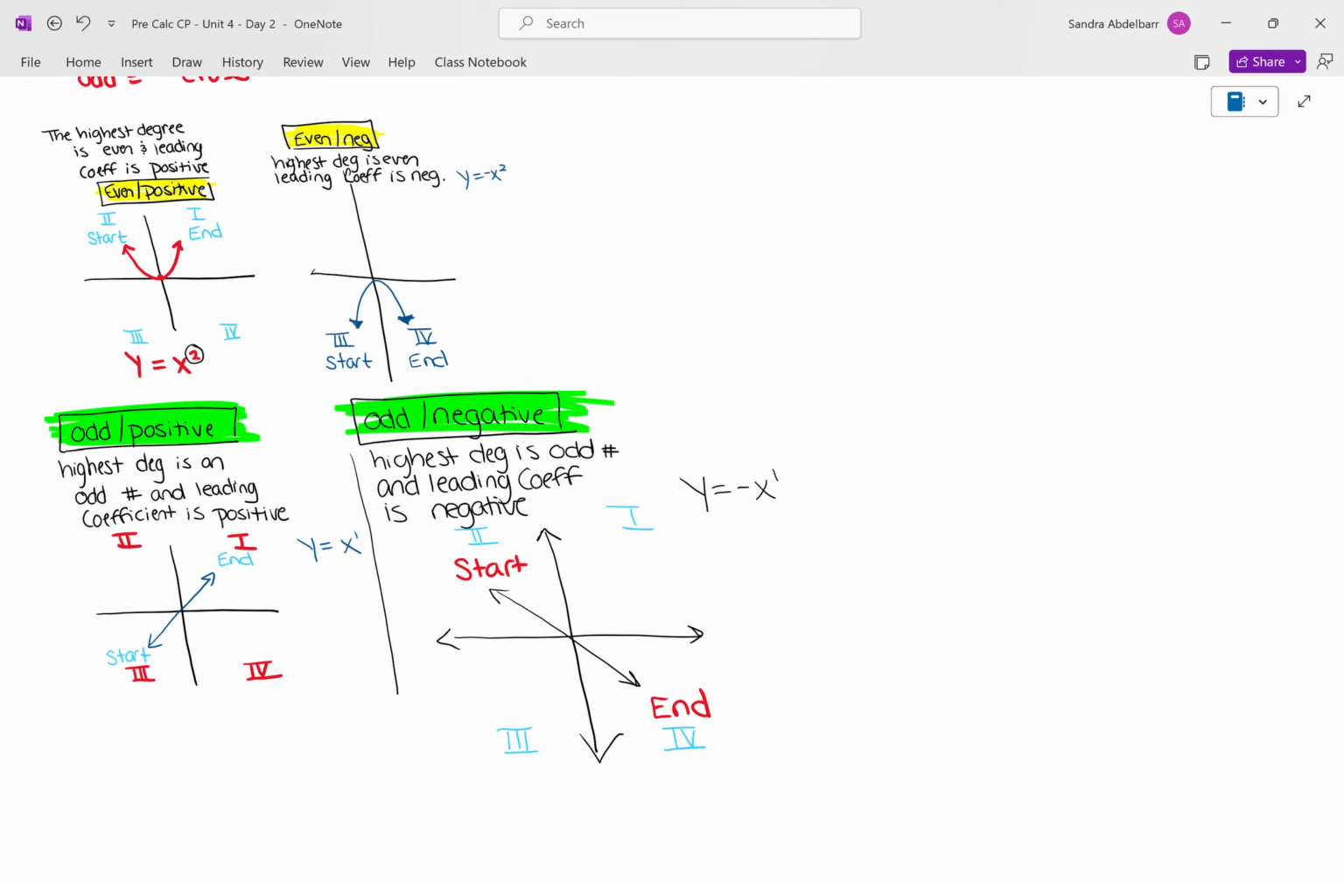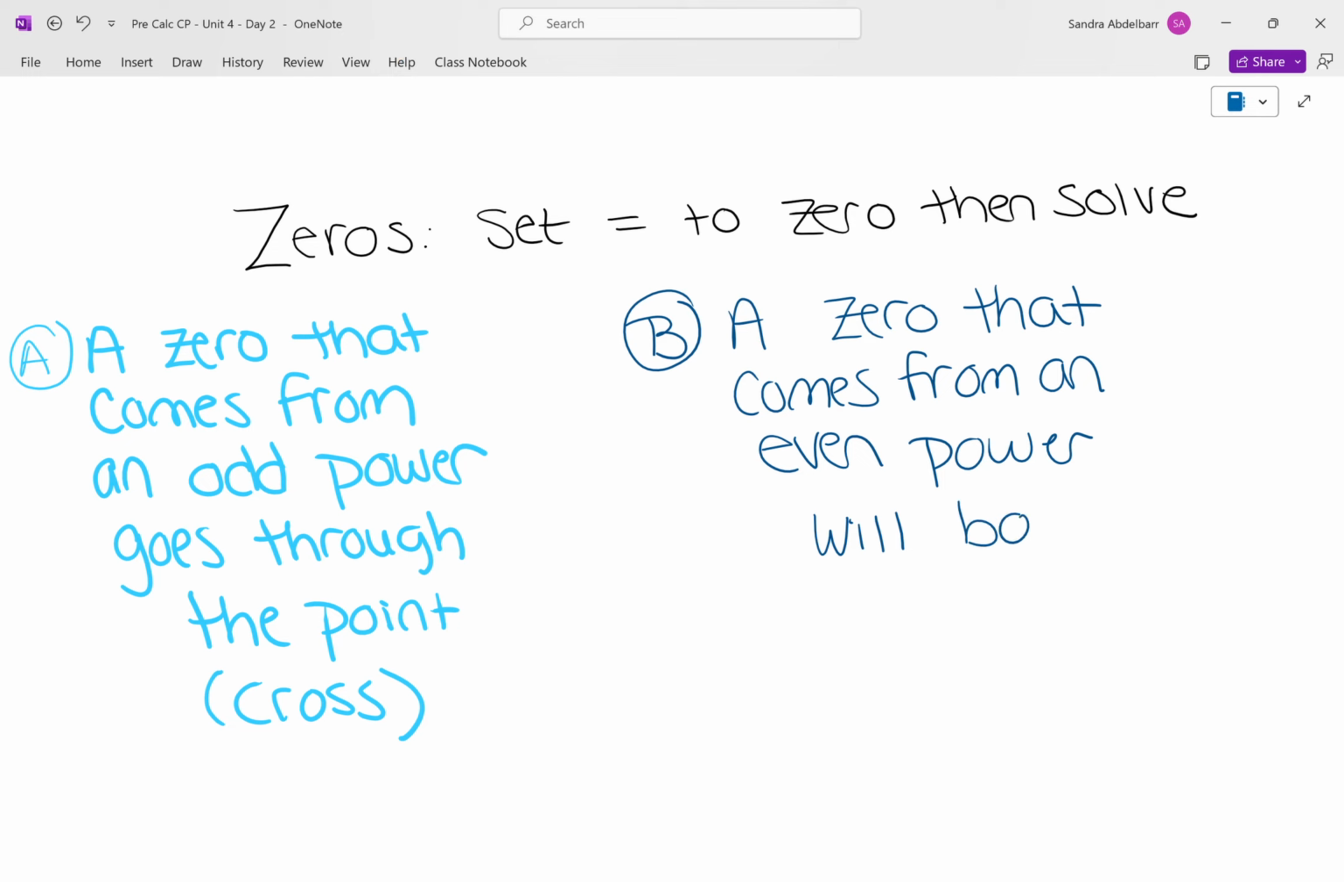A 0 that comes from an even power will hit the point, then bounce.